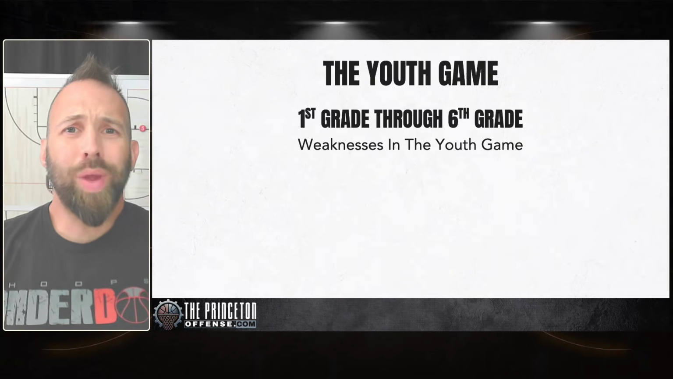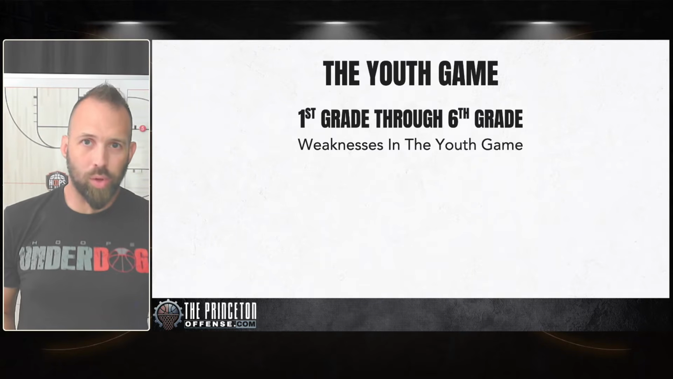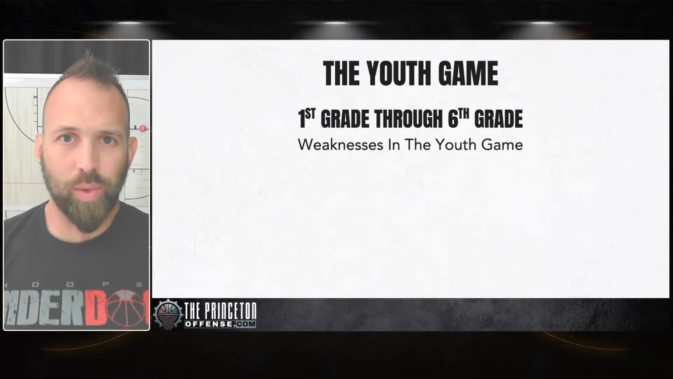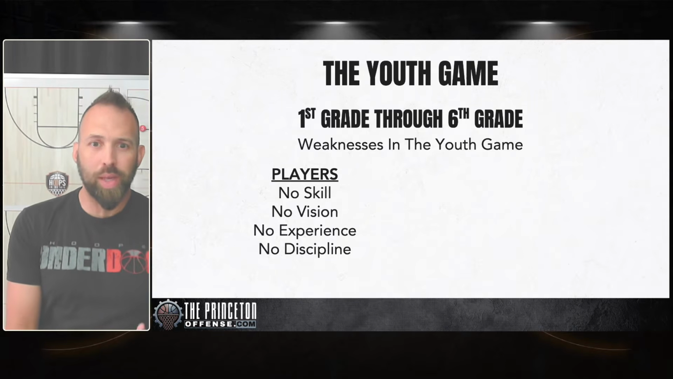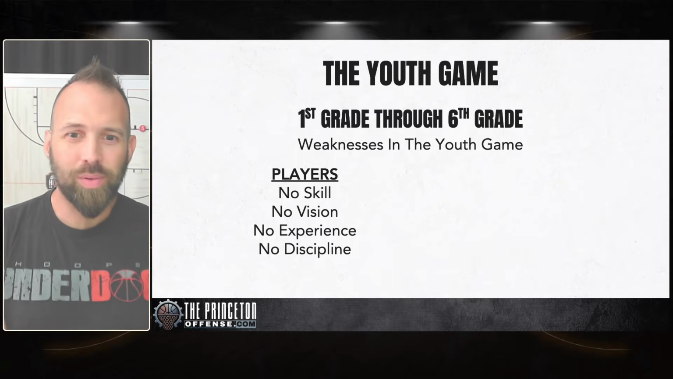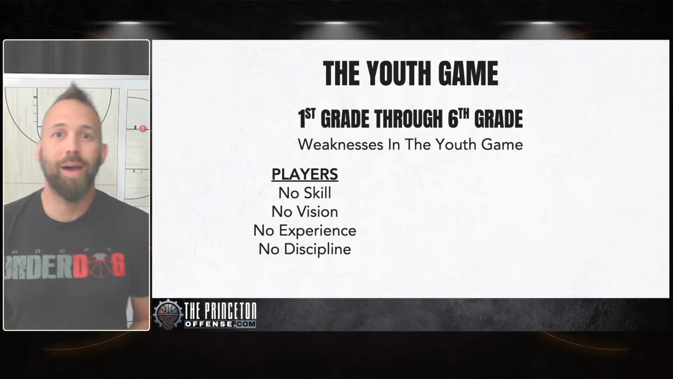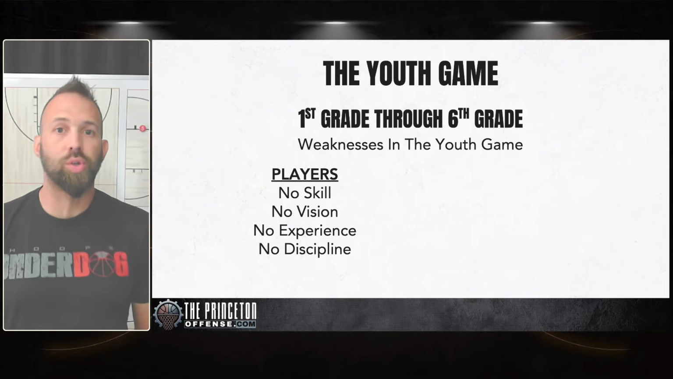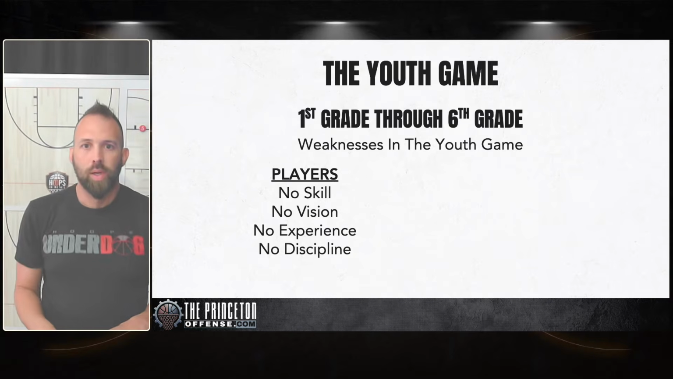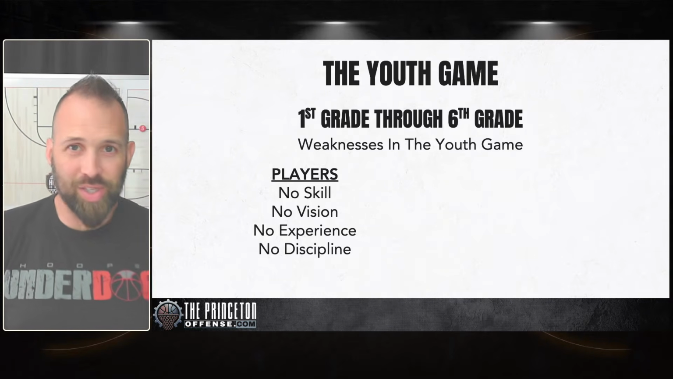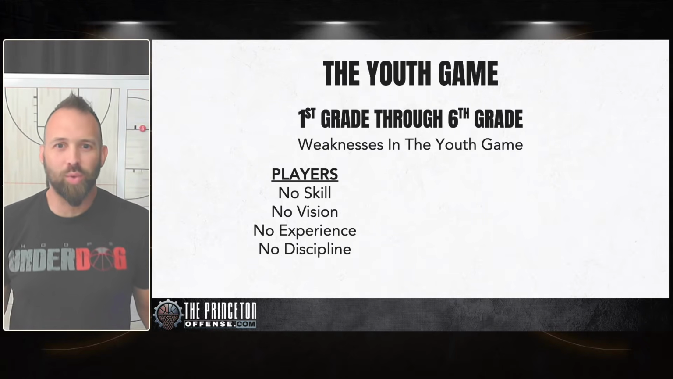Now, what are the weaknesses in the youth game? To find out where we're going, we have to look abstractly at where we are. What are the weaknesses in the youth game? From the player standpoint, there's no skill, there's no vision, there's no experience, there's no discipline. They don't have the skill to do all of the moves, to shoot the shot. Their elbow's not under the basketball. They shoot it with two hands. They're looking down when they dribble. They dribble with two hands. The skill is as raw and frustrating as you ever see it.